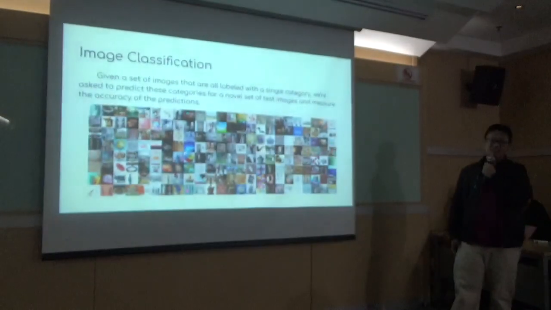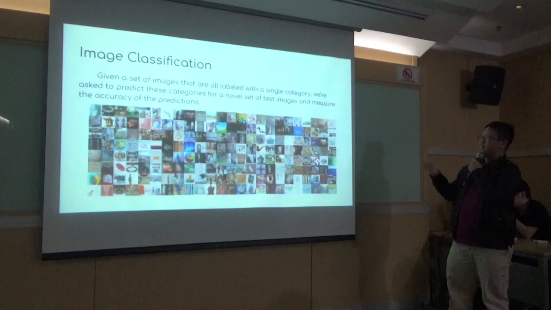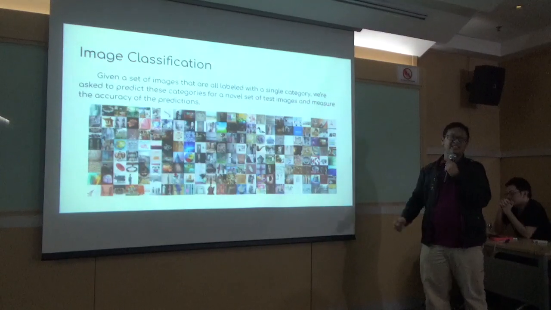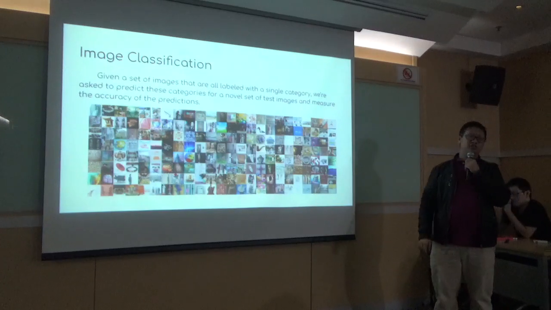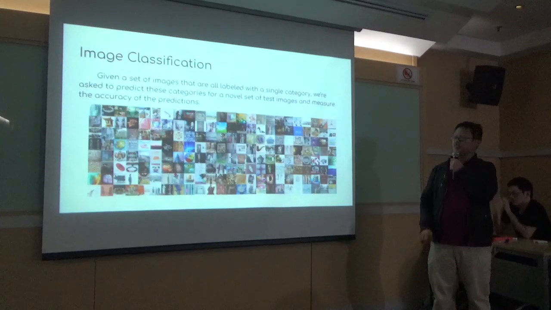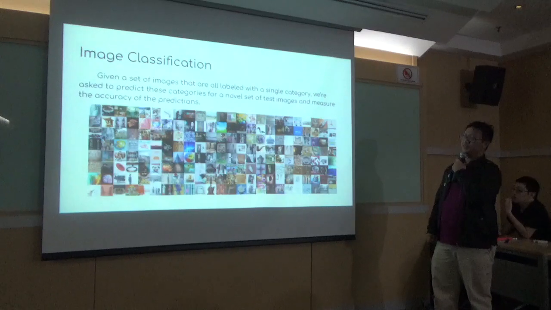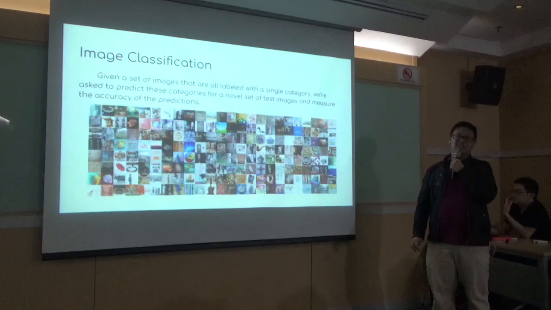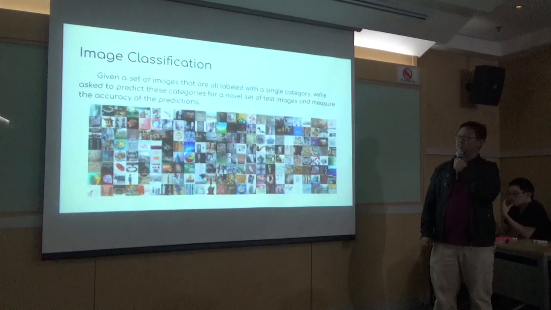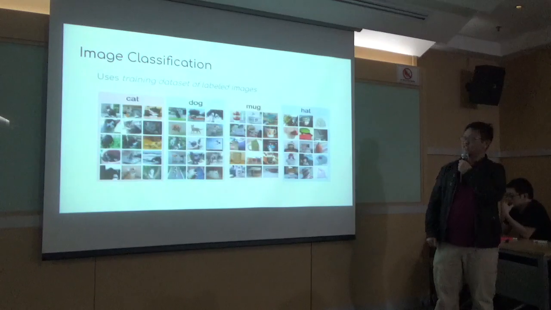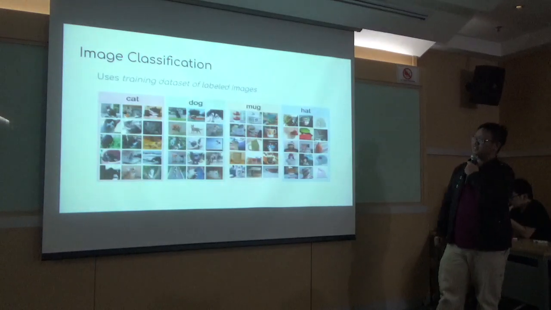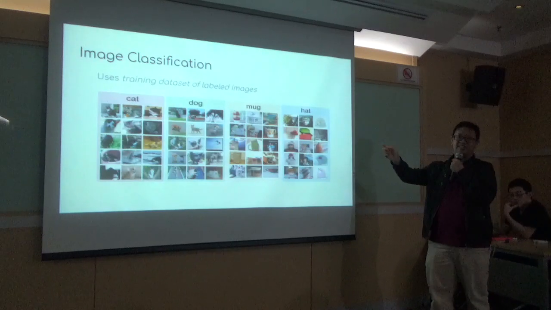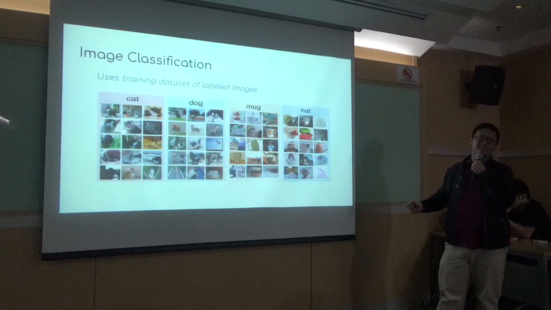Image classification is like you're given a kind of image and you need to predict what kind of image this is, using the prediction by the machines. It's measured by the accuracy of the prediction. For example, you use a training data set of labeled images like cats, dogs, mice, hats, etc.